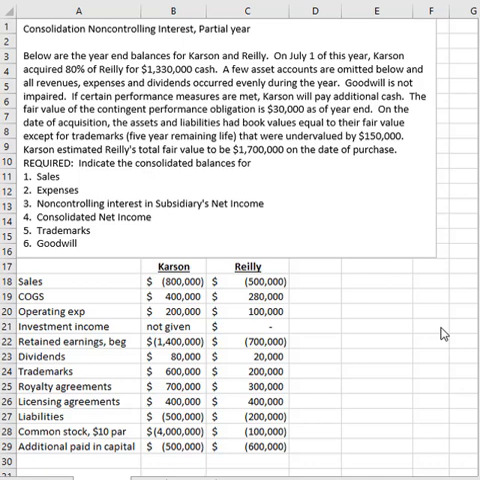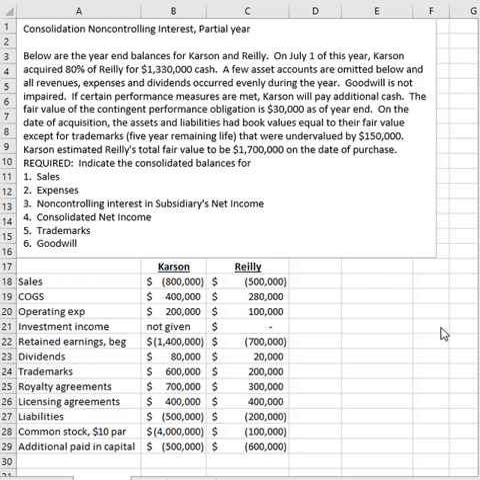So here we're going to be working on Karson and Reilly. And this one is particularly interesting because the acquisition happened in the middle of the year. And so the parent has the right to the revenues and expenses of the subsidiary only after the day of acquisition. So we're going to have to take part year revenue, part year expenses for this.